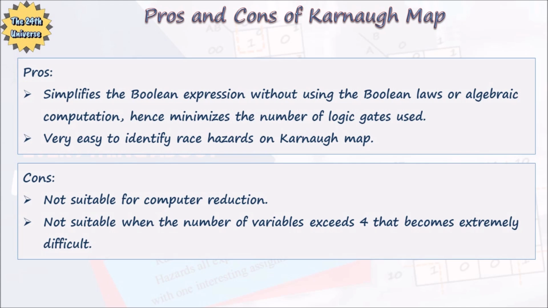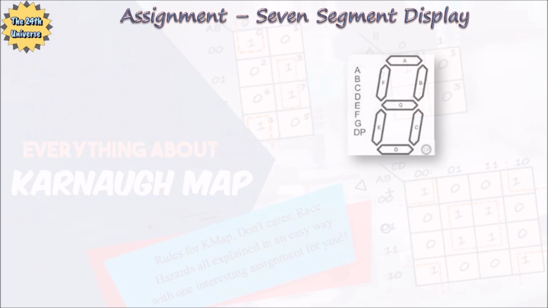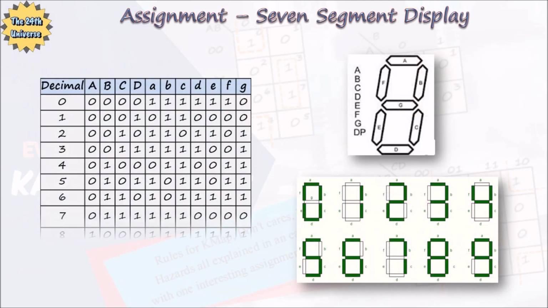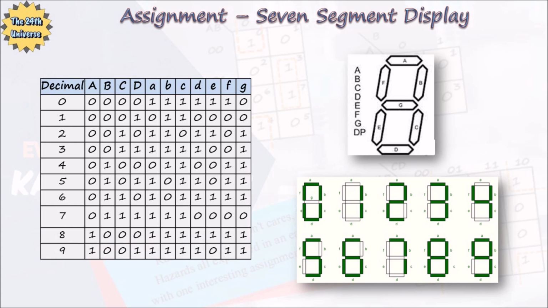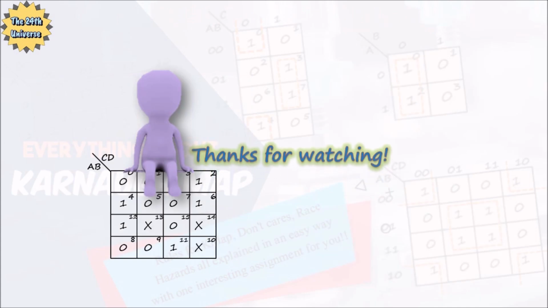That becomes extremely difficult. Now I have an assignment for you. Here is the 7-segment display and the respective truth table. Now you have the idea of the Karnaugh map and the truth table, so you can solve the problem on your own. I would like to give you a hint. You're going to need 7 different Karnaugh maps, one for every segment, that is A, B, C, D, E, F, and G.